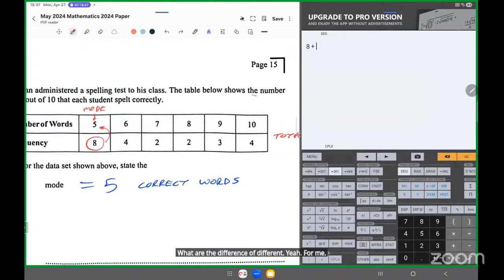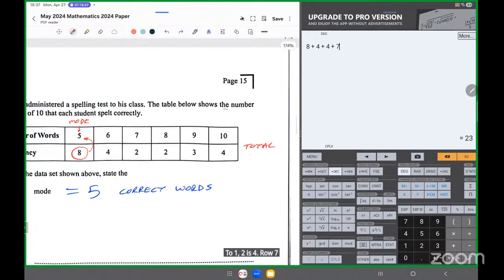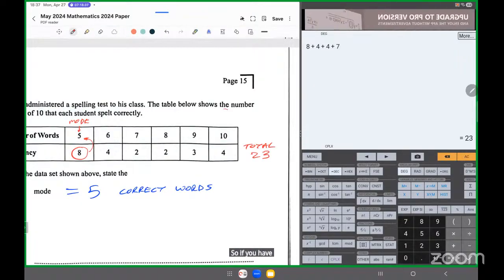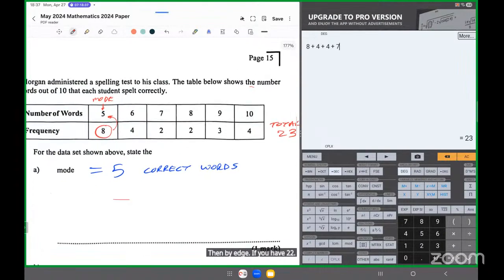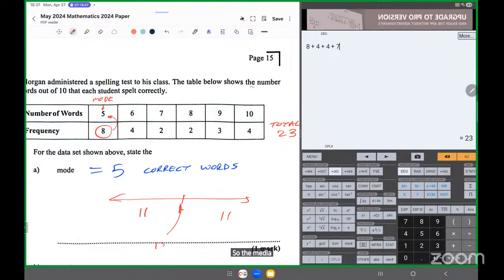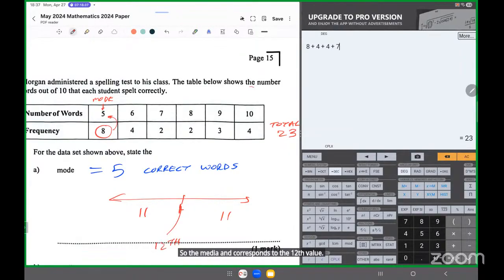8 plus 4 plus 2. 2 and 2 is 4, plus 7. 23 students. So if you have 23 students, the median corresponds to which one? Remember, if you have 23 students in a line, and you take out the median, you have 22 left. So you have 11 and 11. 11 below the median and 11 above the median. So the median corresponds to the 12th value. Remember that? 12th value.